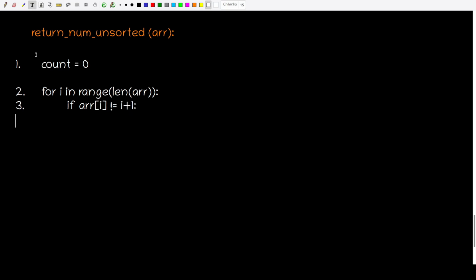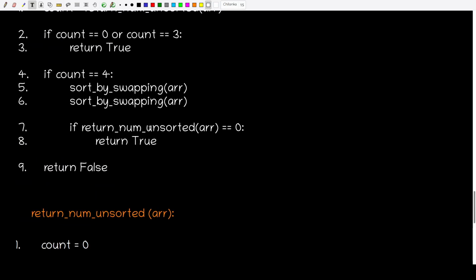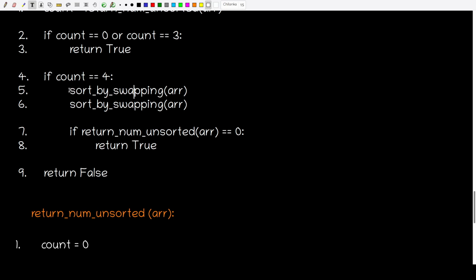If this is the case, the element is not at its correct position, because of which we are going to increase our count by 1. And towards the end, we just have to return count. So in this way, we will be able to return the number of elements which are not at its correct position. Now let us discuss the last function, which is sort by swapping.